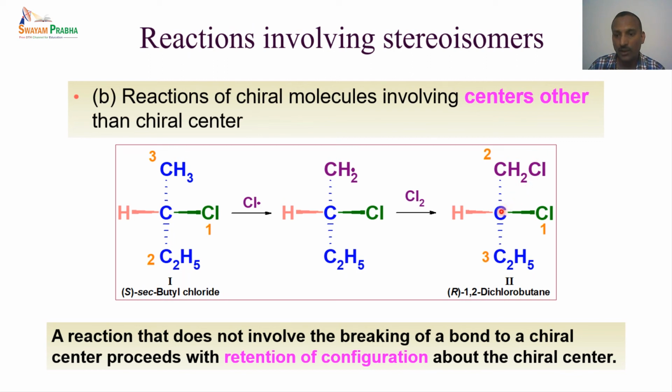So that means this carbon-carbon bond is not broken, carbon-halogen bond is not broken, carbon-hydrogen bond is not broken, and this carbon-carbon bond is not broken. So in other words, we did not even break any single bond at the chiral center, but the configuration for the starting material is S, but for the product is R.